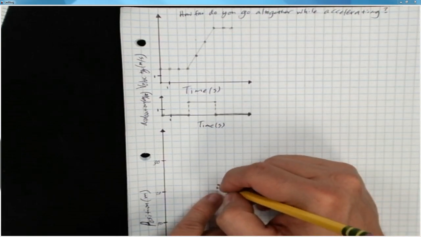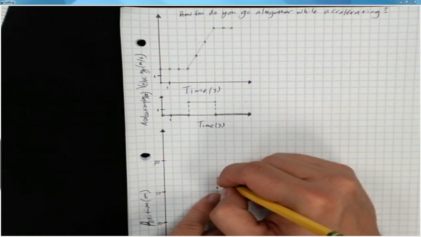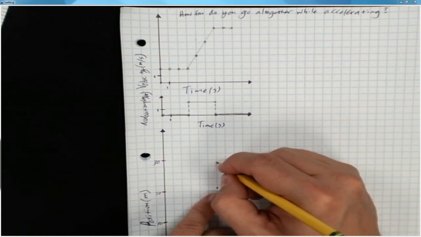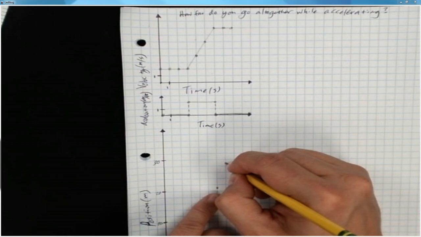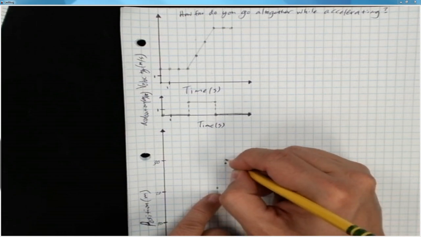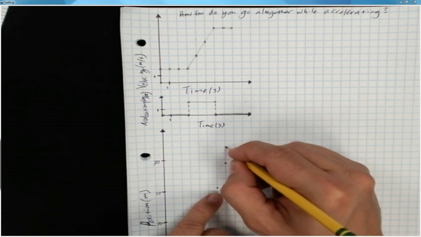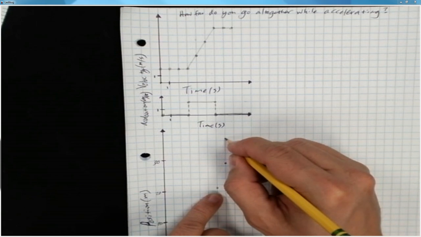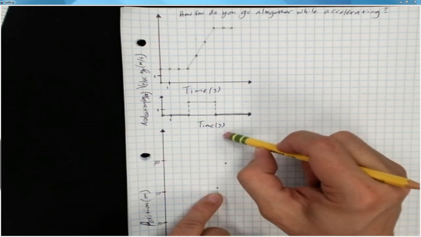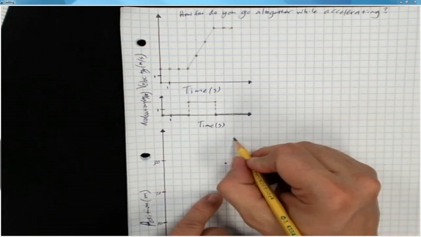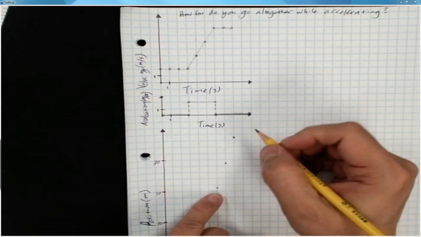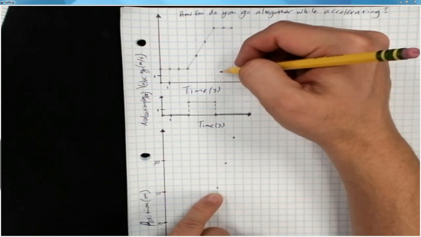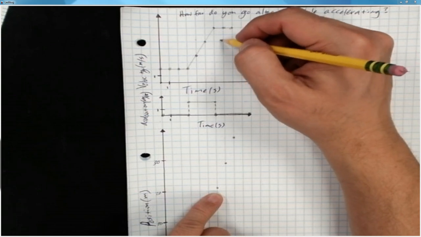So let's just do it. 1, 2, 3, 4, 5, 6, 7, 8. 1, 2, 3, 4, 5, 6, 8. Oops, on the wrong line. One, two, three, four, five, six.